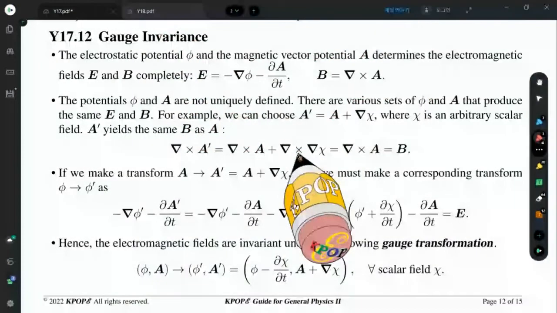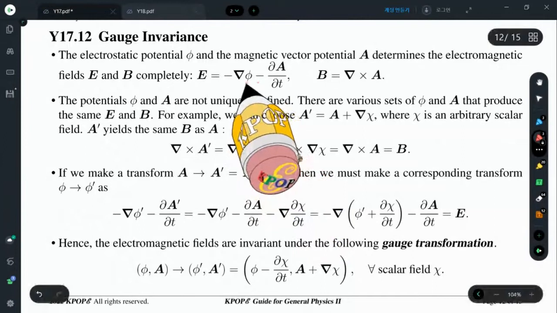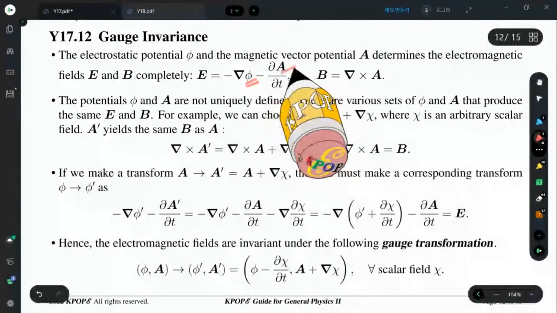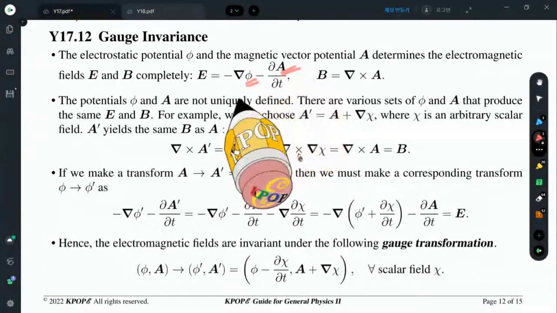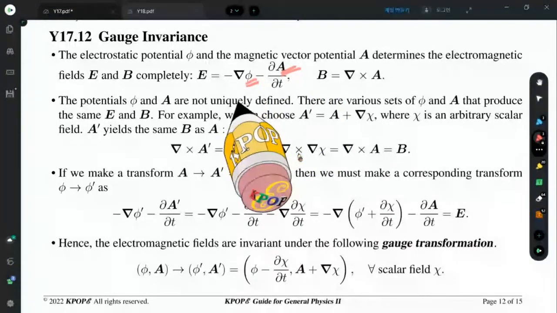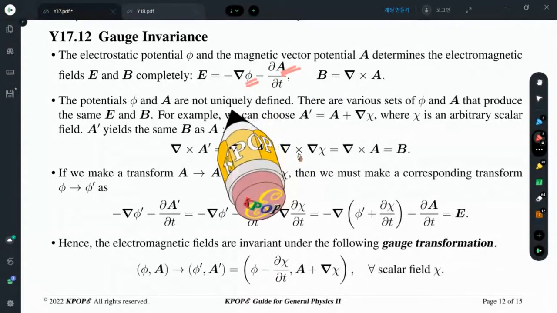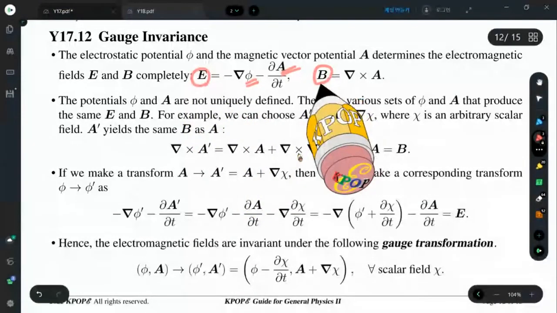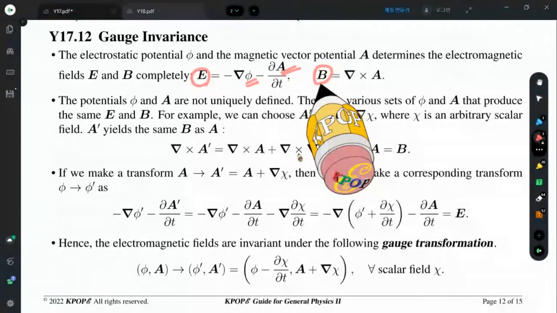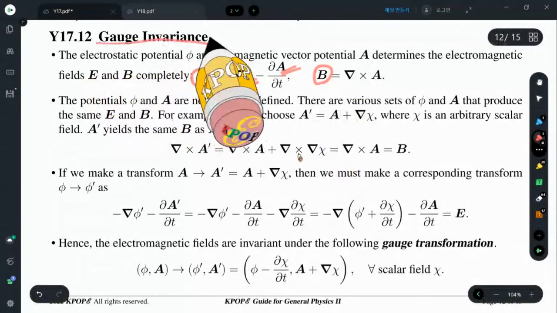Okay, finally we can consider gauge invariance. The electromagnetic field can be expressed in terms of the scalar potential phi and the magnetic vector potential A. However, these potentials are not uniquely defined. There are many possibilities that give the same physical fields, called the electric field and magnetic field. This is called gauge invariance.